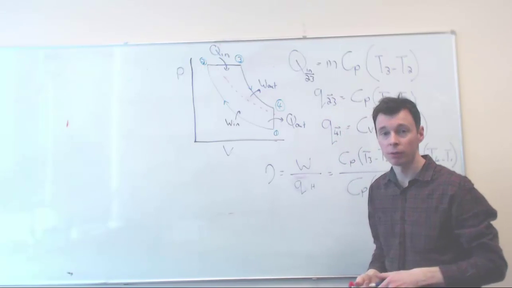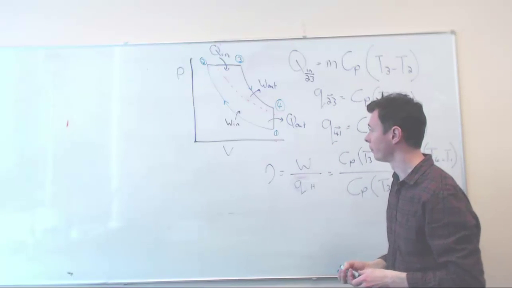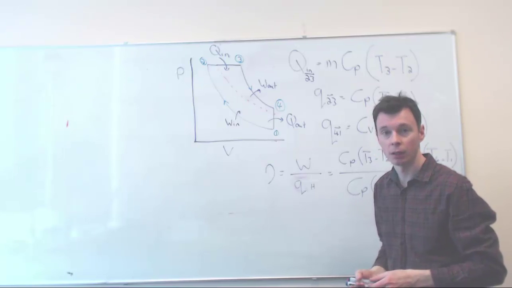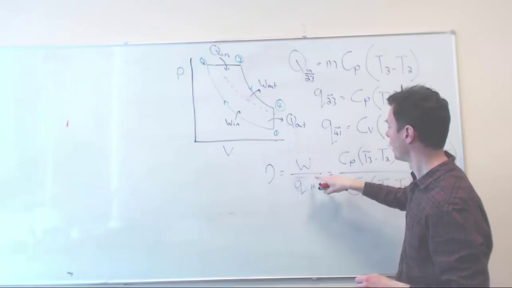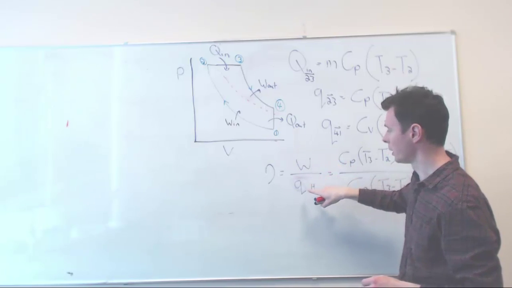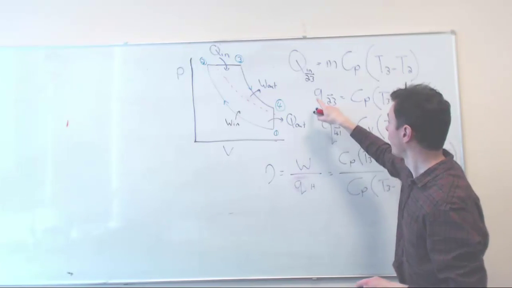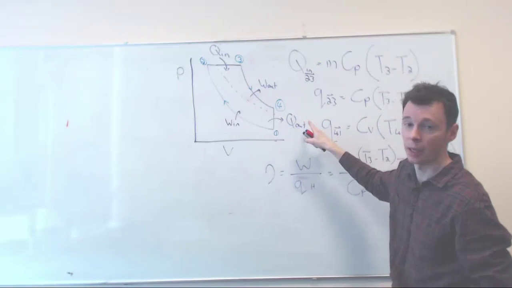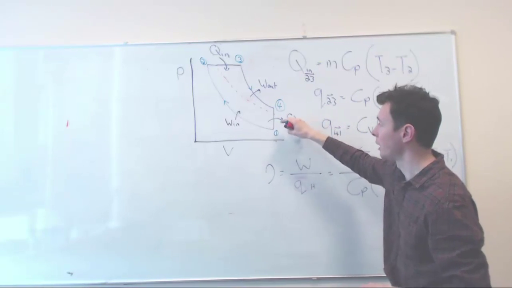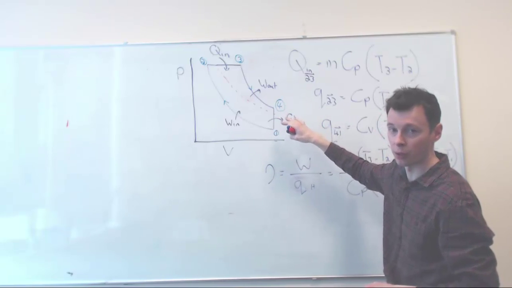Okay, so that's a real basic overview of a heat engine, first and second law, and how to calculate efficiency, and also the work done, net work done, and in terms of these equations, how to work out the heat that flows in or out. Again, it'll be based on the type of process used.